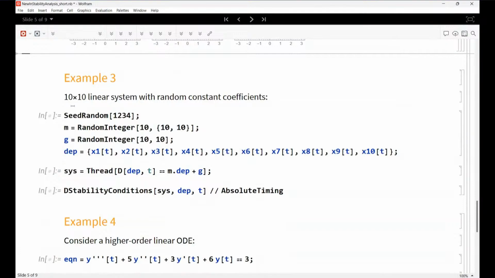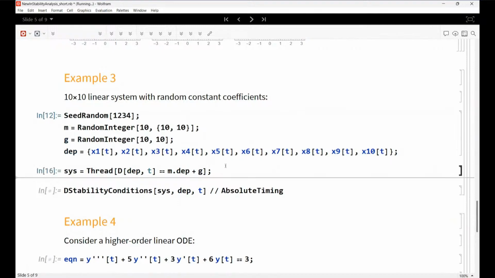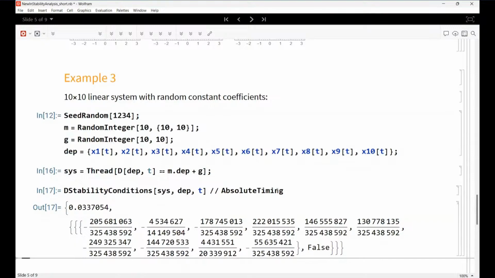In this case, we have a 10 by 10 linear system with random constant coefficients. We can use the random integer function to generate the system. And for this system, this stability condition will return one fixed point with 10 coordinates. The fixed point is unstable, but the code is really very fast. We spent only 0.03 seconds to analyze the stability for a 10 by 10 system.